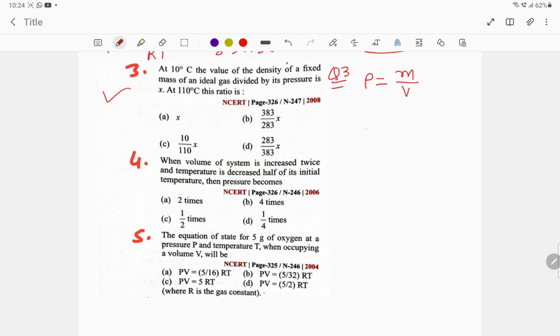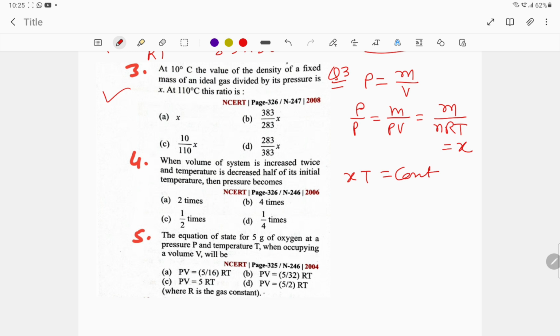So we can write density upon pressure is equal to mass upon pressure into volume. हमने pressure से दोनों तरफ divide कर दिया. And PV is equal to nRT, so this is M upon nRT. We know that the ideal gas equation PV is equal to nRT. So this is equal to x आपको given है. So x into T is equal to क्या हो गया? Constant.